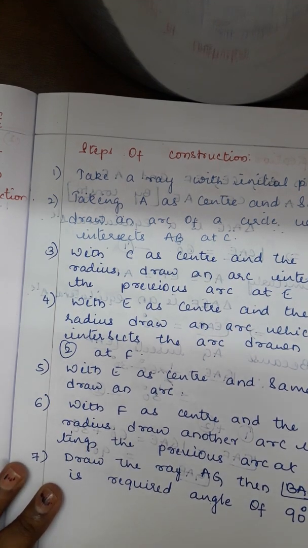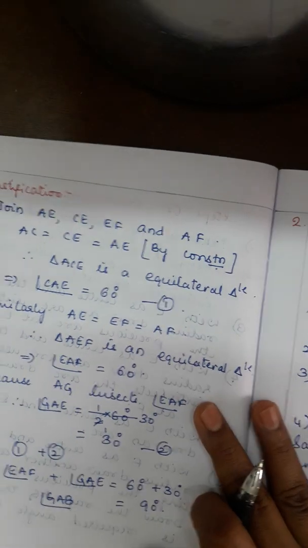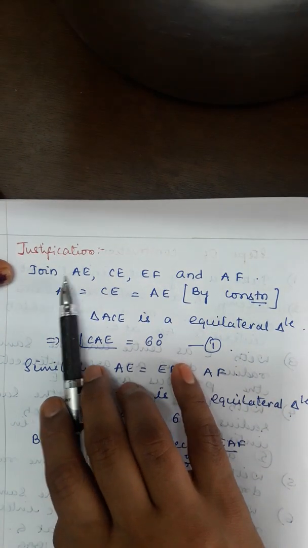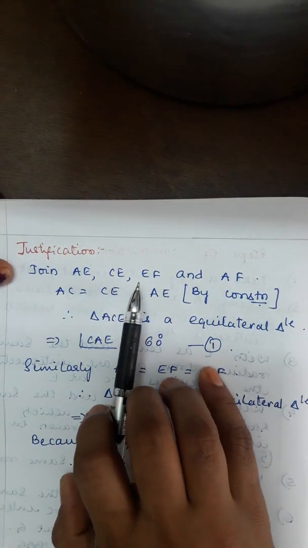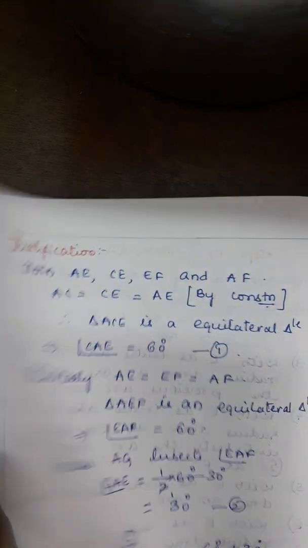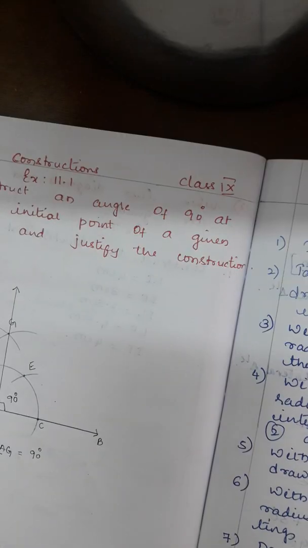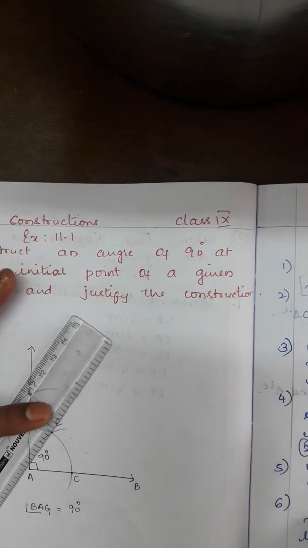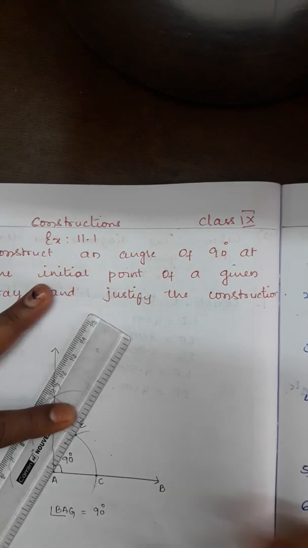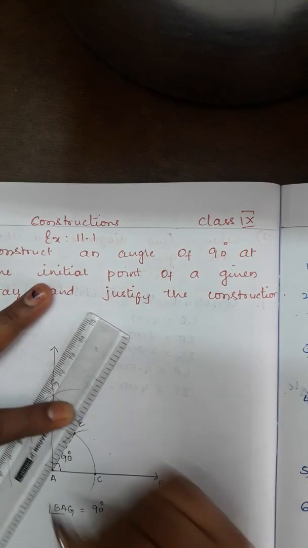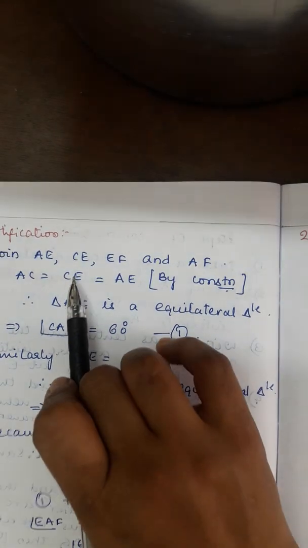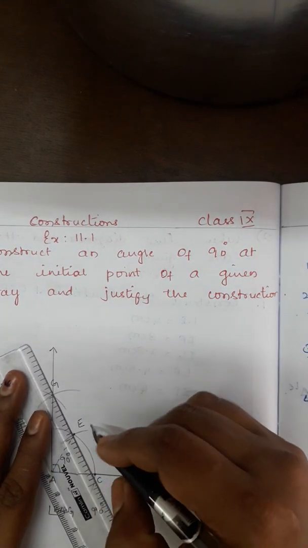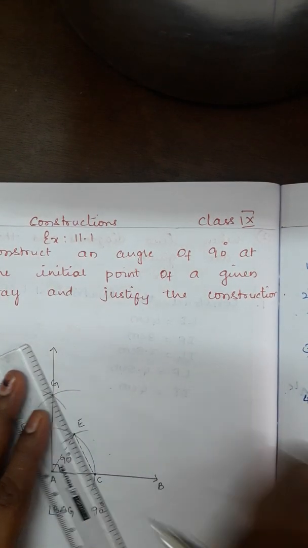But we have been asked to justify the construction. So, how to justify? Just see here, for justification, we are going to join AE, CE, EF and AF. Let me go for joining. Join AE. Then what is the second step? Join CE. With dotted lines I am joining, as it is a construction justification.